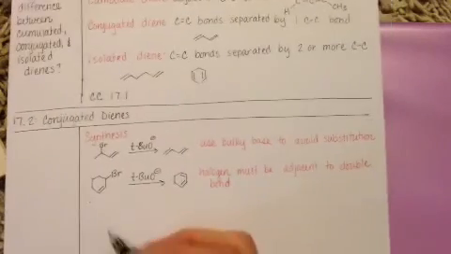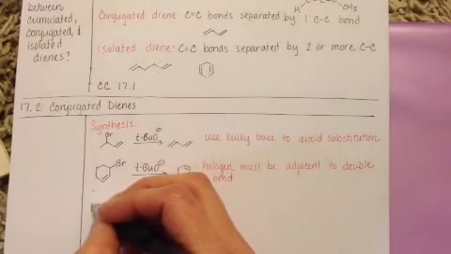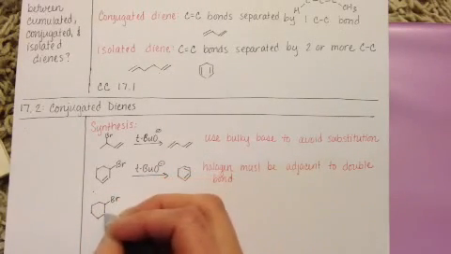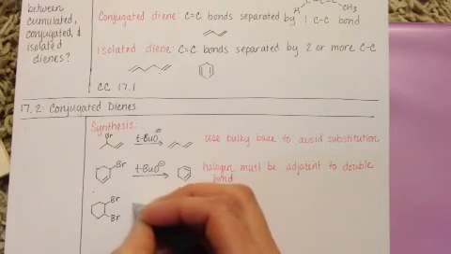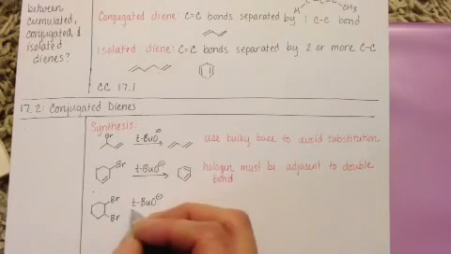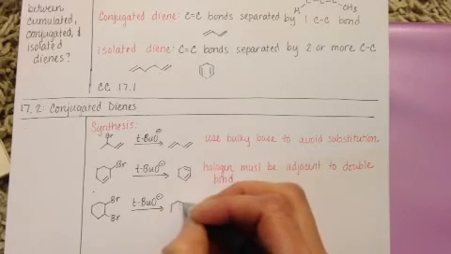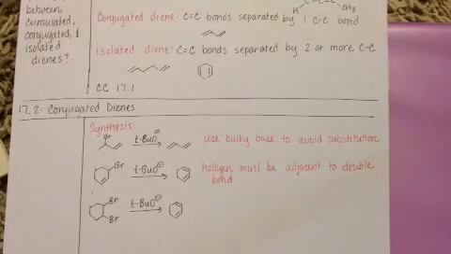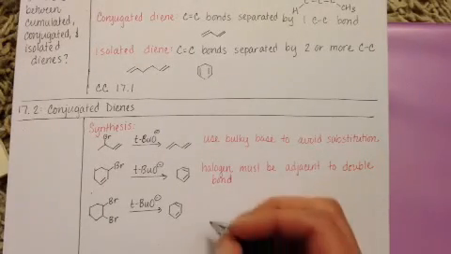You don't have to start with an alkene. You can start with a dihalide, a molecule that has two halogens present. If you choose to start with a dihalide, again, you're going to want to use the bulky base to avoid a substitution byproduct. And you want the halogens to be adjacent to each other, again, in order to ensure that you get the conjugated diene.